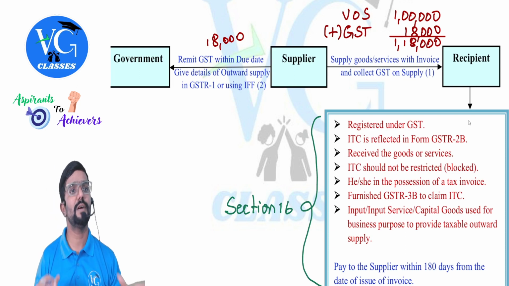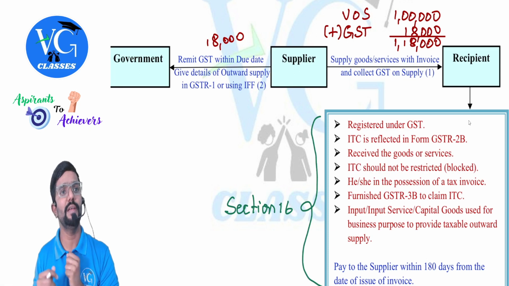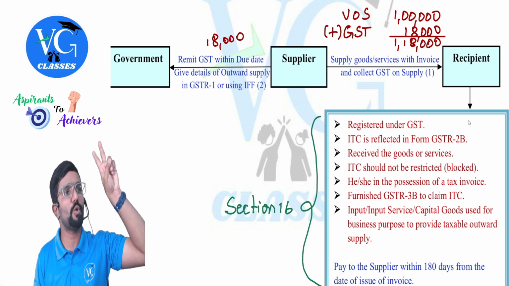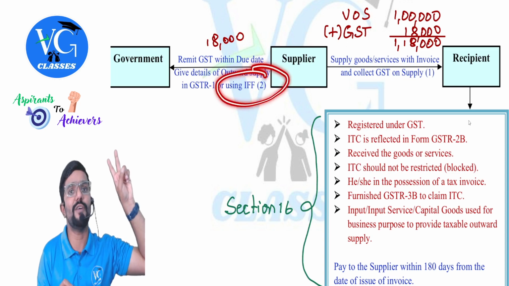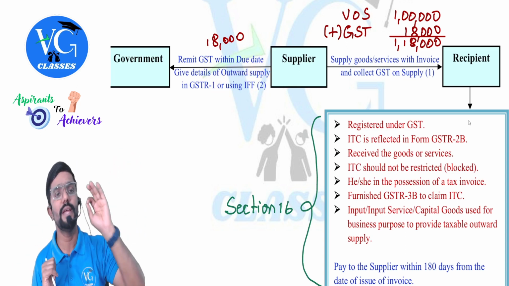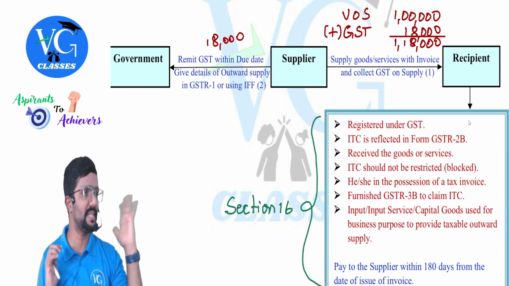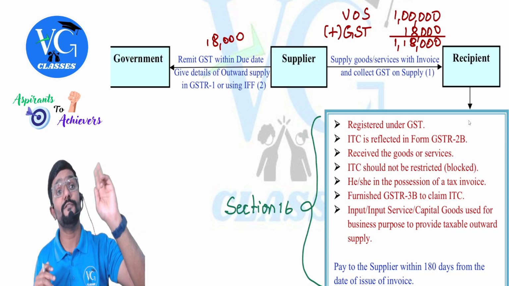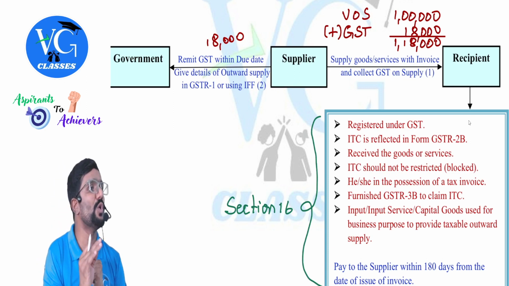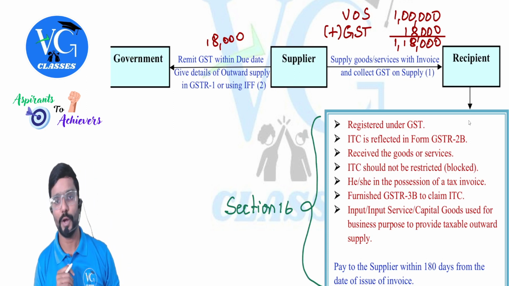Clear? Yes. When the supplier is following QRMP, for the first 2 months of any quarter, whatever supplies he has made, he can give the details using what? IFF. IFF stands for what? Invoice Furnishing Facility. That is open only for the first 2 months of the quarter for the supplier who is following QRMP, guys. Okay. Fine.